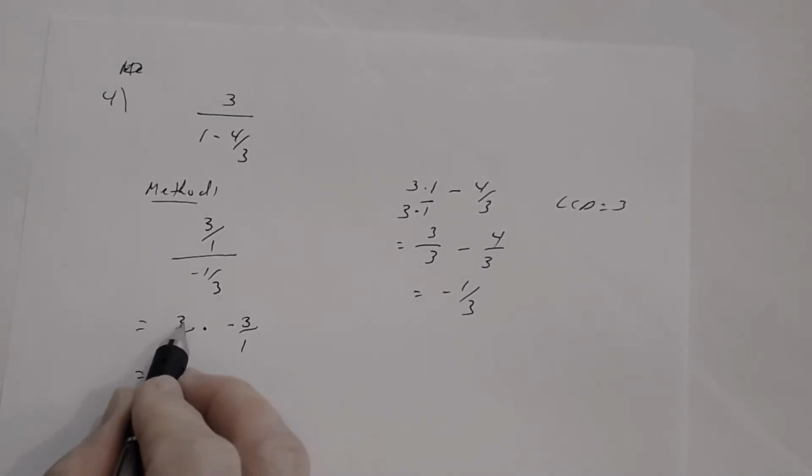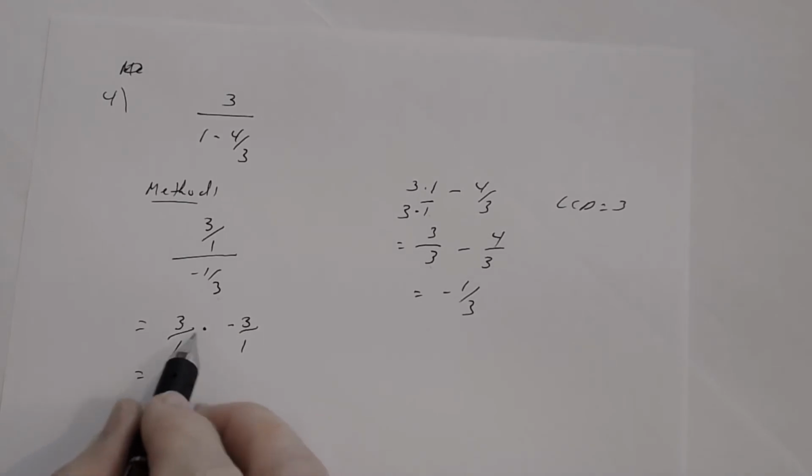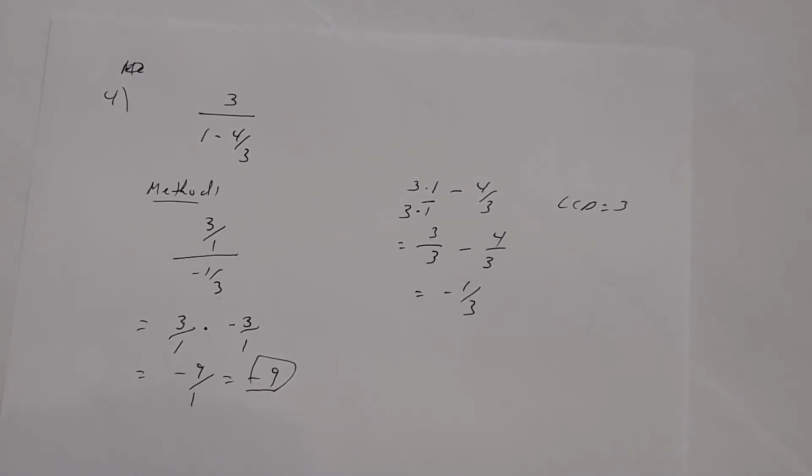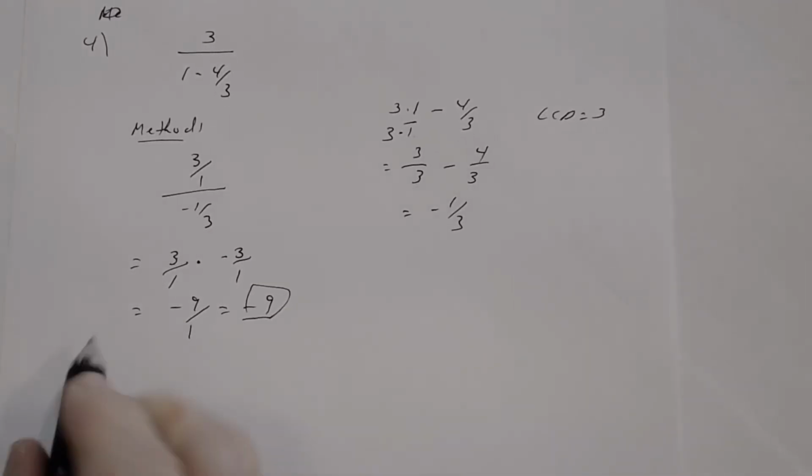And so therefore we get, now remember you can't reduce here because these are 1s in the denominator. So all you do now is just multiply the numerators together. 3 times -3 is -9. 1 times 1 is 1. So you just get -9. That was method 1. Now let's see what happens with method 2.